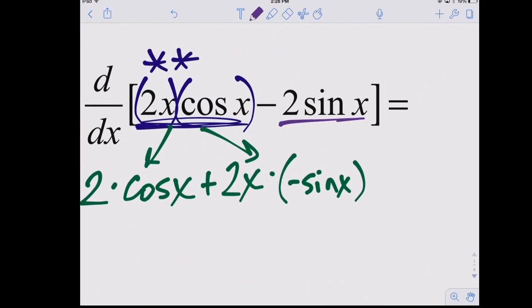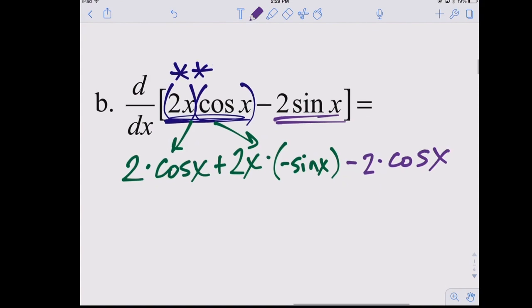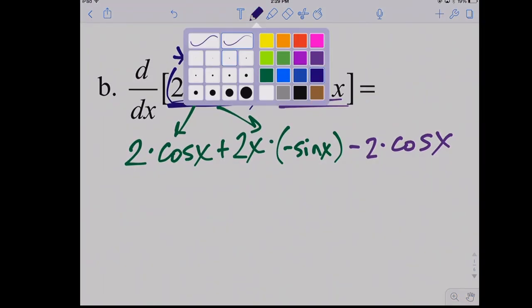Now we can focus on the second term, and remember, constants go along for the ride. So the derivative of negative 2 sine of x is negative 2 times the derivative of sine of x, which is cosine. So again, you'll see that the calculus is ephemeral. It lasts but a short while. It's one line.